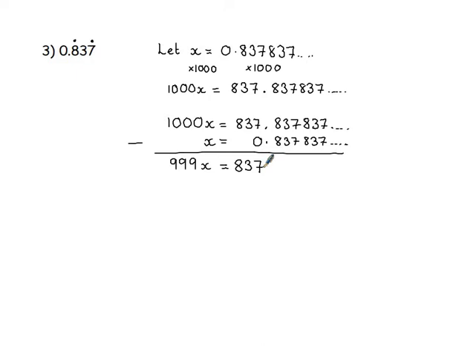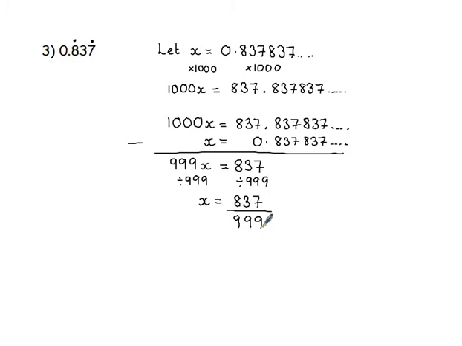Again, divide through now, so get rid of that 999. So divide by 999 to both sides. We get x equals 837 over 999. However, this fraction does simplify. Always try and check, okay?